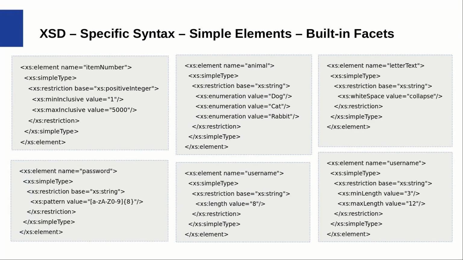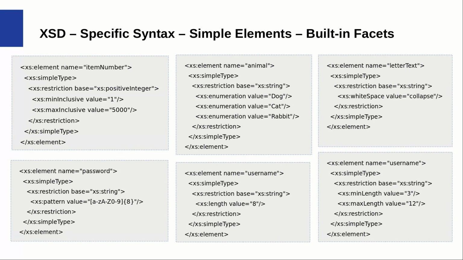So just for giving you an overview of how to use these facets or constraints on simple elements, here are 6 examples of simple element declarations using the extended declaration form.